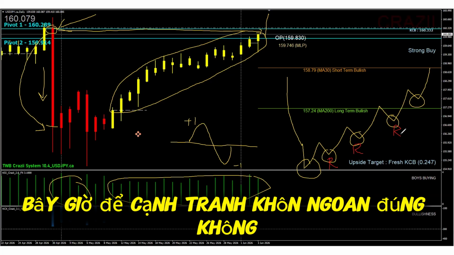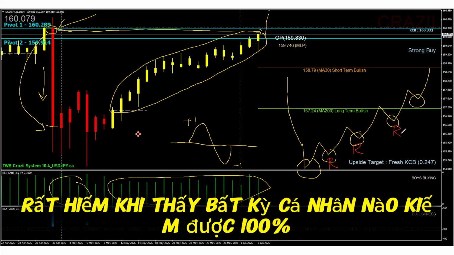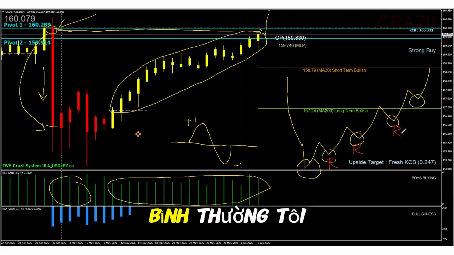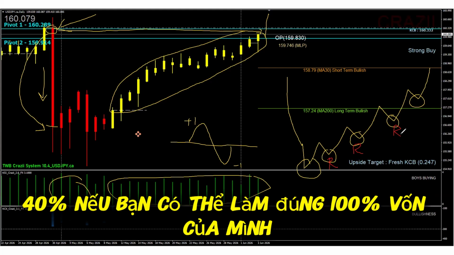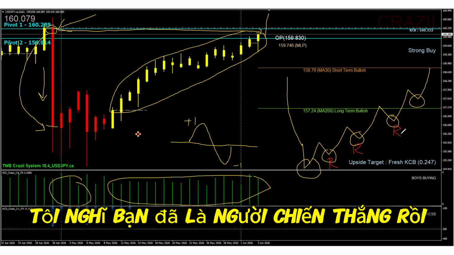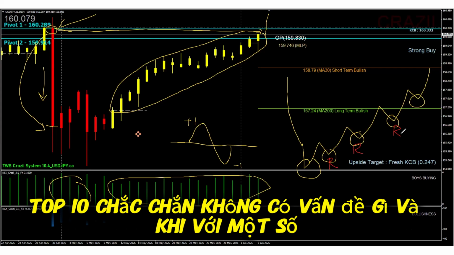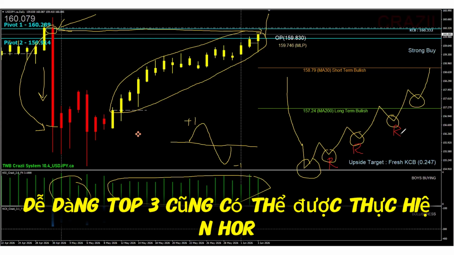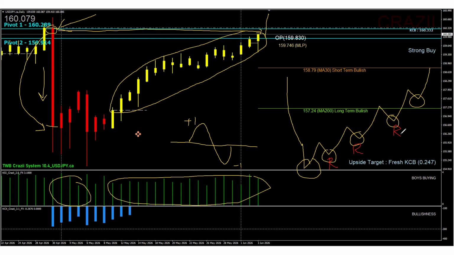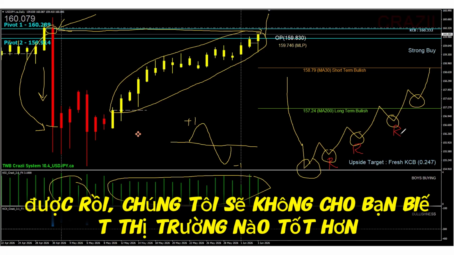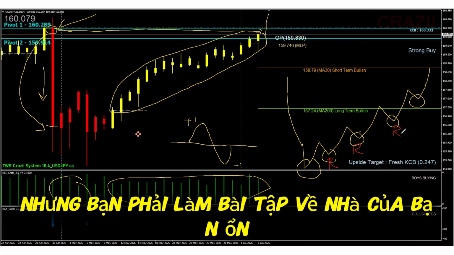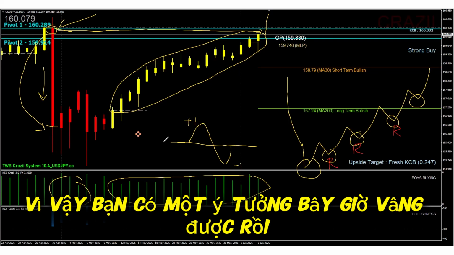Now, for the competition, based on my past experience, it's very rare to see any individual making a 100% gain of the capital. Normally, I can say most winners take home 30%, 40%. If you can make 100% of your capital, I think you're already a winner. Top 10, definitely no problem. And with some luck, easily top 3 can also be done. So that's why I say trading is not difficult. Don't stress yourself. Wait for a good opportunity. We won't be telling you which market is better, but you have to do your homework. Okay. So you got an idea now?